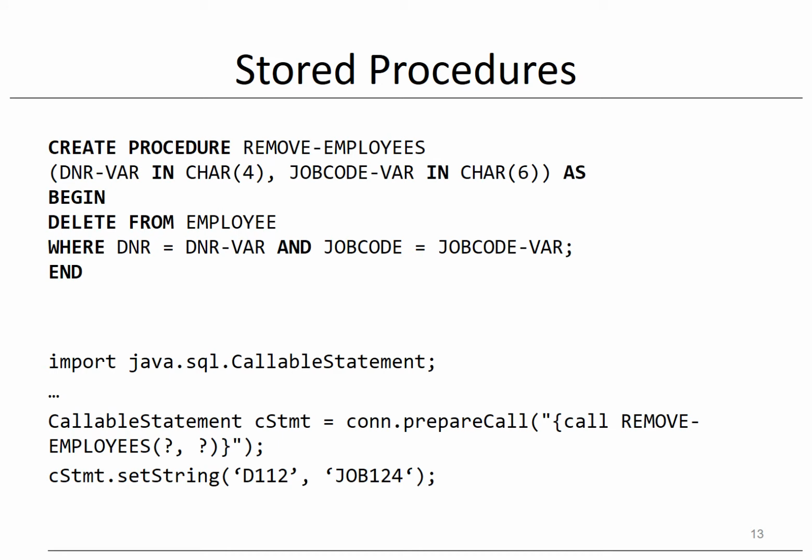Consider the stored procedure remove employees at the top of my slide. This stored procedure takes two input variables, dNumber var and jobcode var, whose values can be passed on from the application. It will then remove all employee tuples from the employee table which have the specified values for both variables.